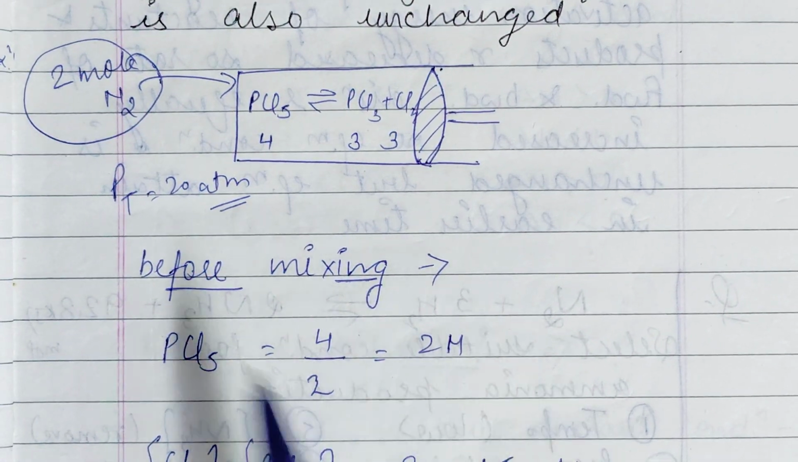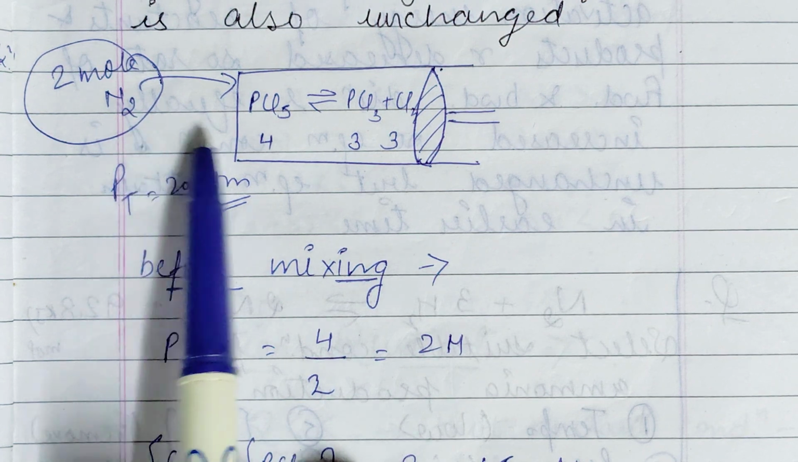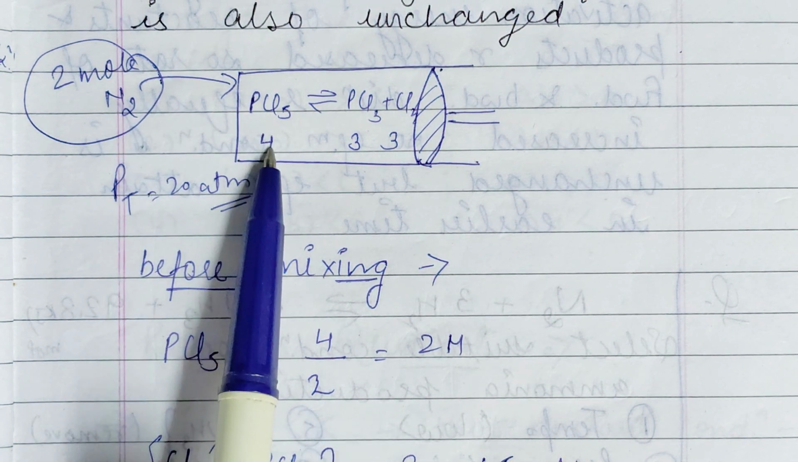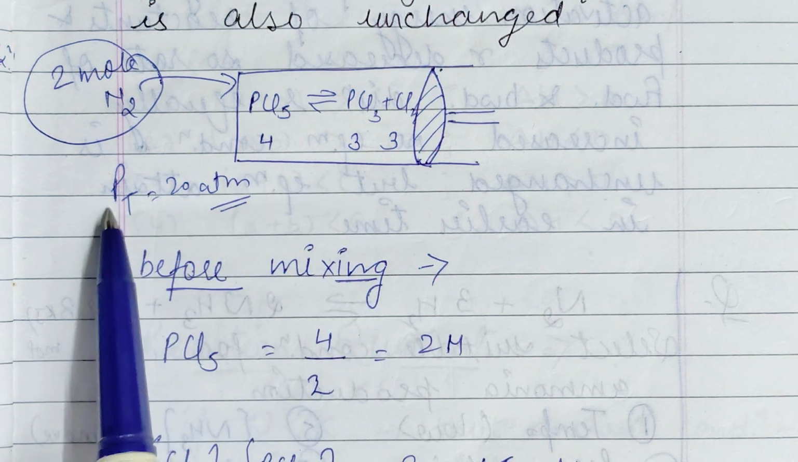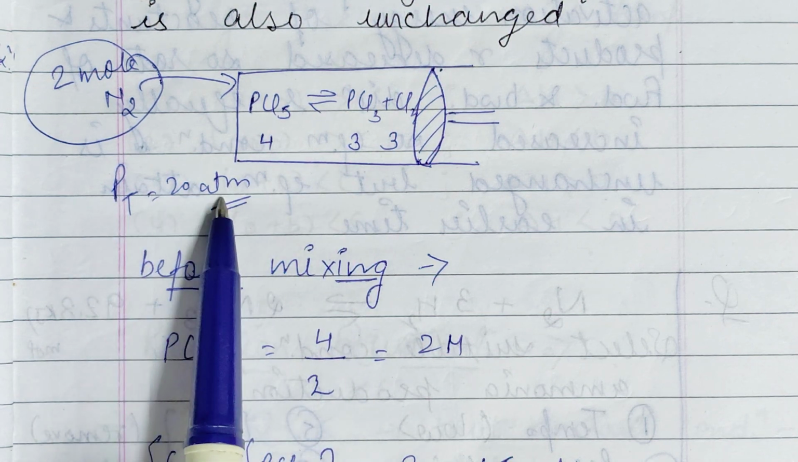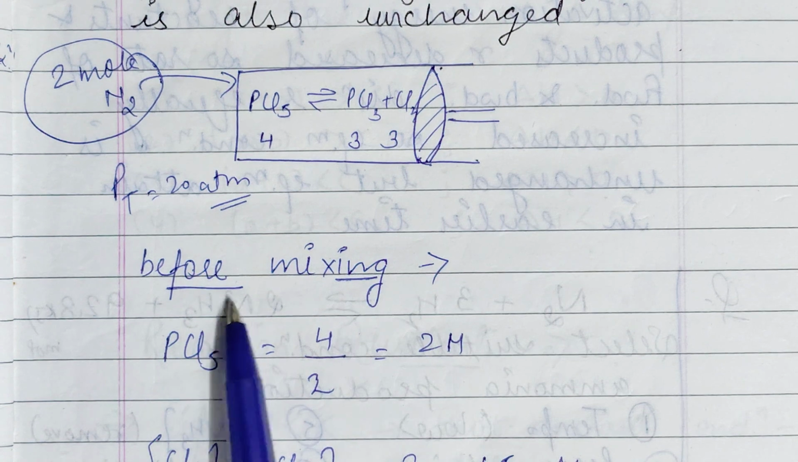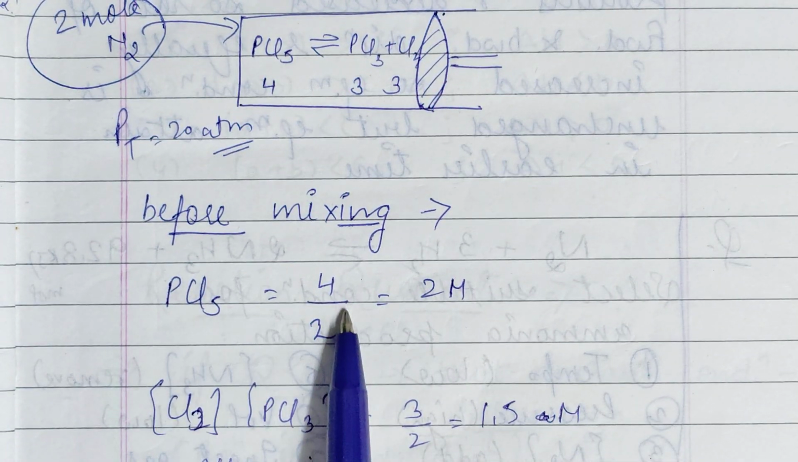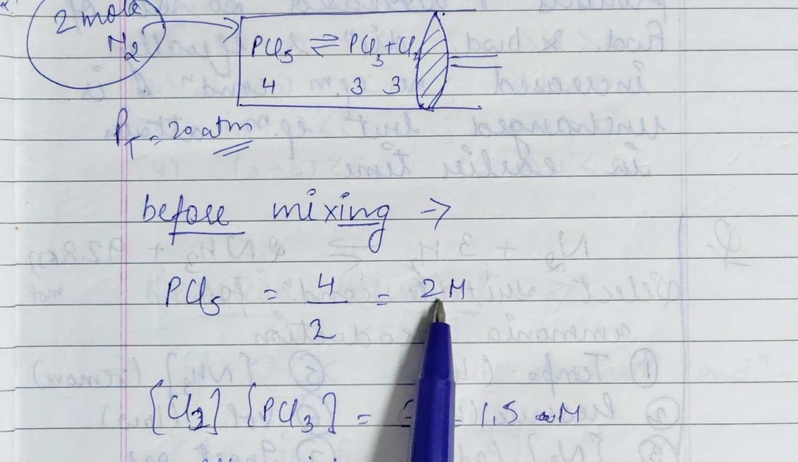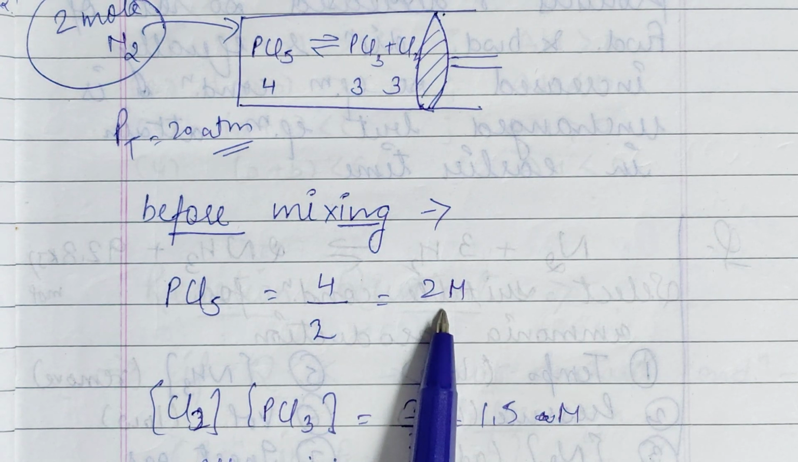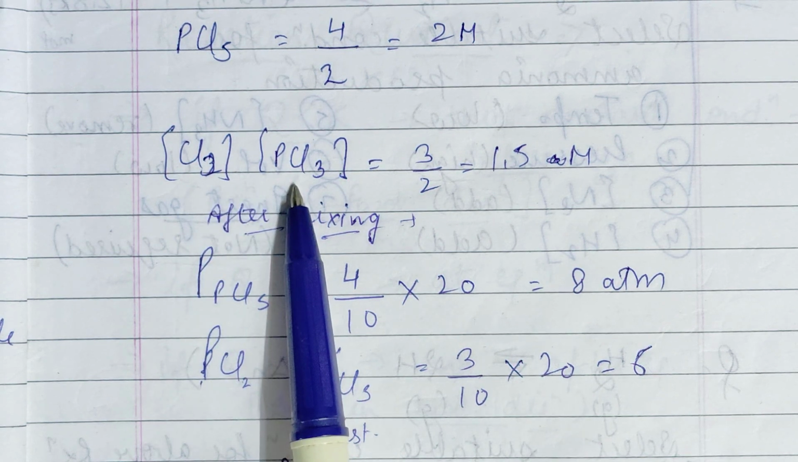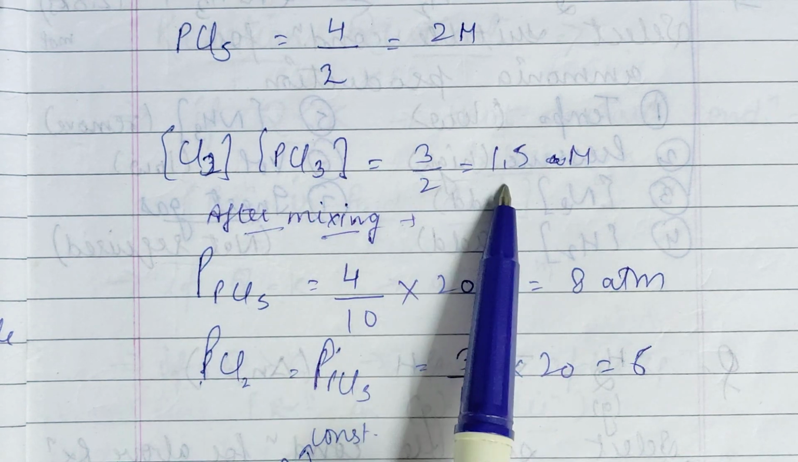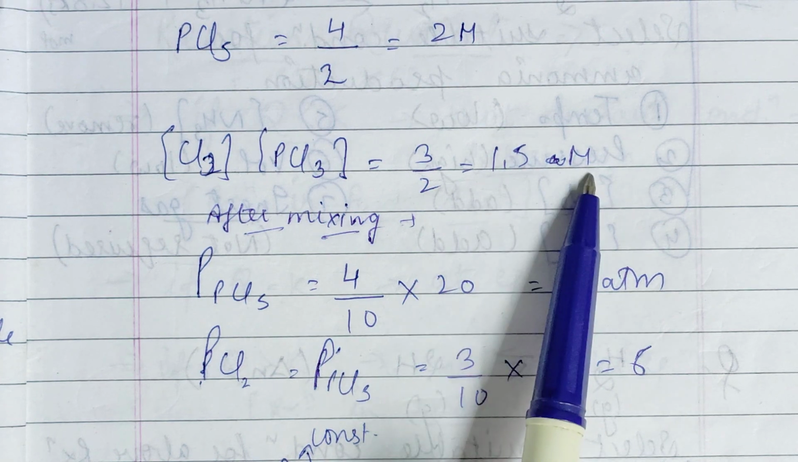Now next is 2 moles nitrogen, when we insert. PCl5 is 4 mole, PCl3 is 3 mole, Cl2 is 3 mole, and pressure is 20 atm. Before mixing, PCl5 equals 4 by 2, that means 2 M. Cl2 and PCl3 are 3 by 2, that means 1.5 M.